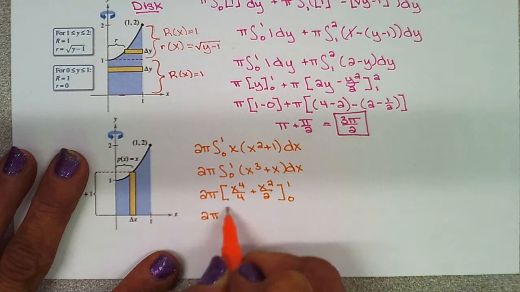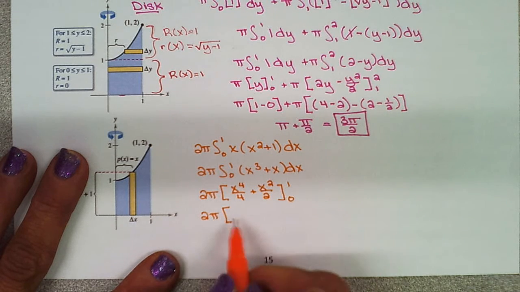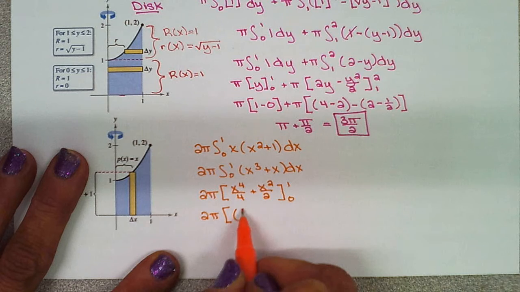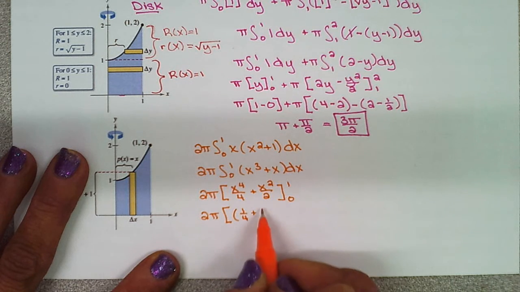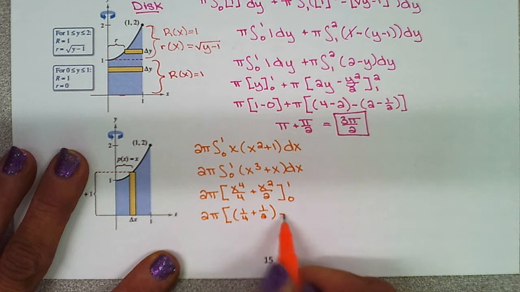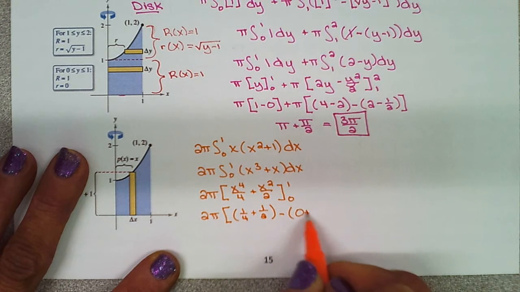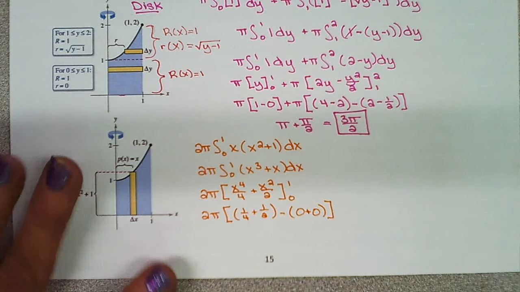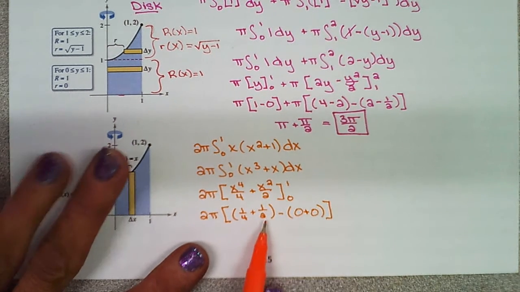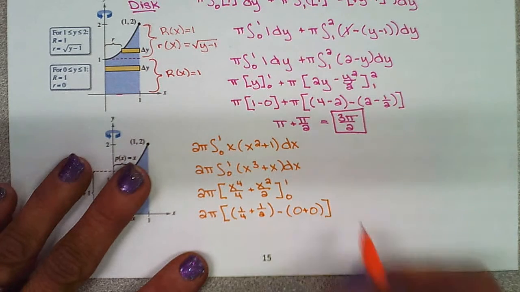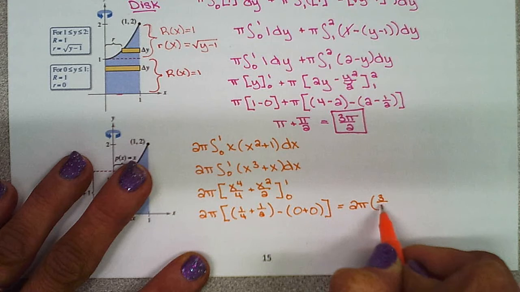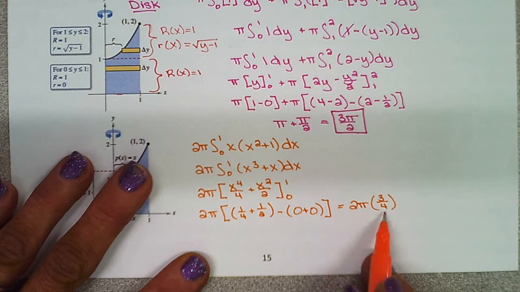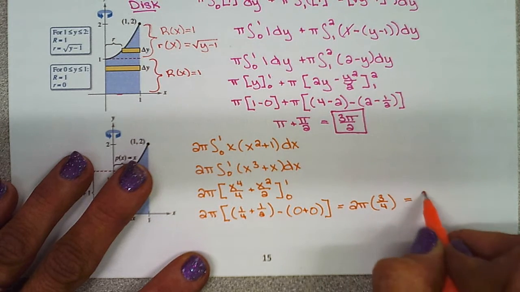So I'm going to have a 2 pi. Here, if I plug in the 1, I'm going to have 1 to the 4th over 4, or 1/4. Here, I'm going to have plus 1 squared over 2, or just 1/2. Minus, and then if I plug in a 0, it's just going to be a 0. If I take 1/4 plus 1/2, that's going to be 3/4. So I have 2 pi times 3/4. And if I reduce here, I'm going to end up with the same 3 pi over 2.